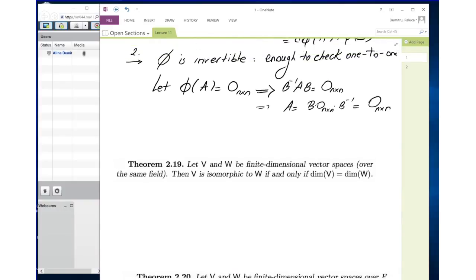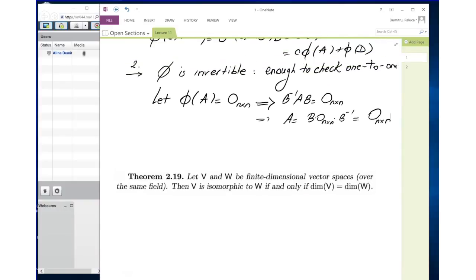Okay. So now, this makes sense in the direction of the discussion that we already had. So when you have two finite dimensional vector spaces, they will be isomorphic if and only if they have the same dimension. That's the basic idea. So let's look into the proof.